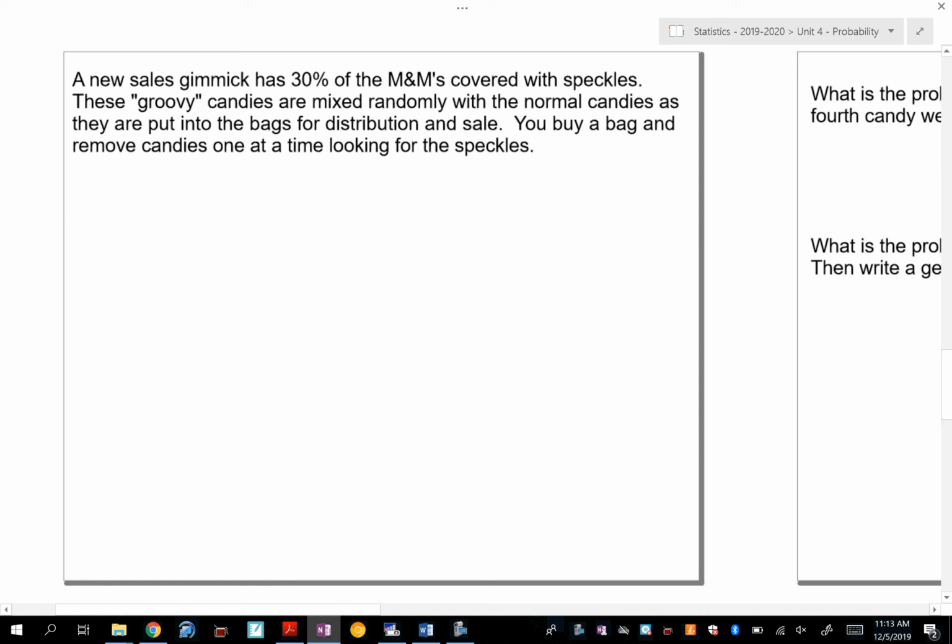All right, so the first slide I left almost completely blank so that we could see, is this an example of Bernoulli trials?